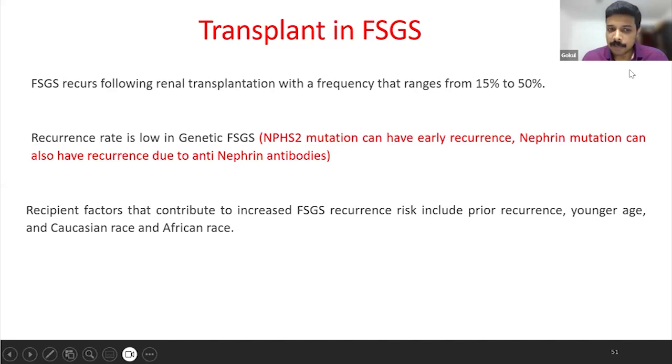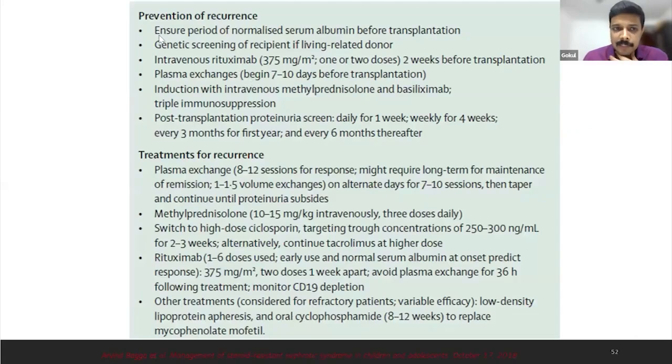And there are some recipient factors that contribute to increased FSGS recurrence, including prior history of recurrence of FSGS, younger onset, rapid progression of FSGS, Caucasian race, African race. And this is how we can deal with post-transplant FSGS. We should prevent the recurrence. We can give serum albumin before transplant, but not much evidence for all these. Once they develop post-transplant FSGS, then plasmapheresis or high-dose immunosuppression may be tried, or even rituximab may be tried.